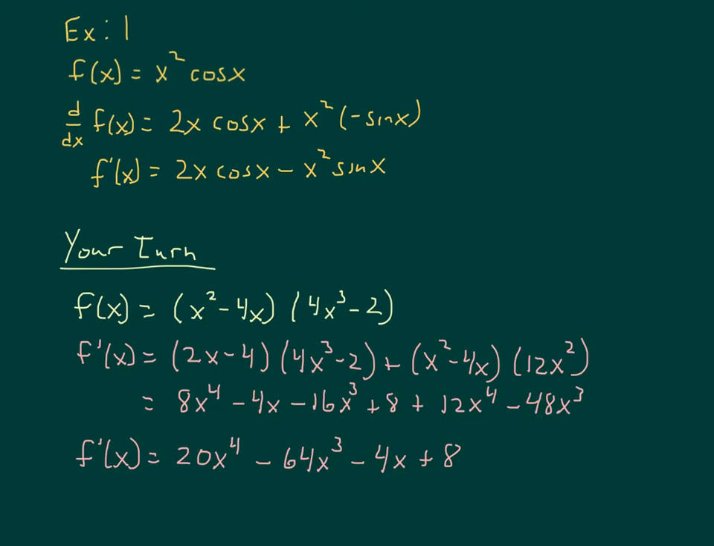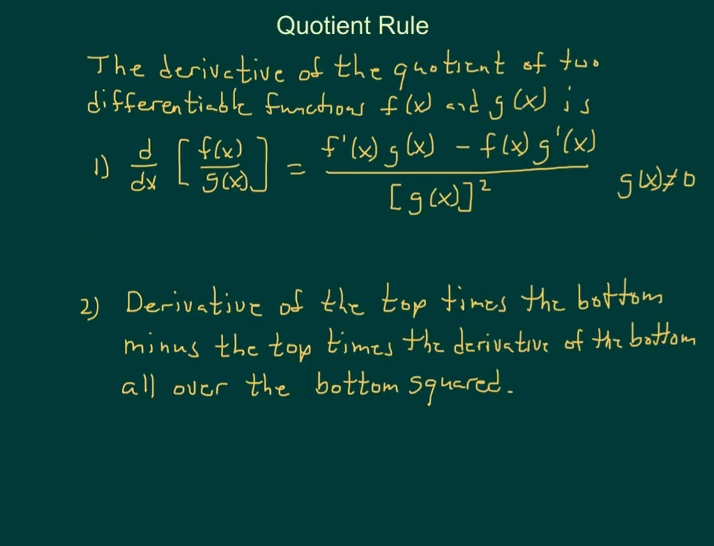At this point, it's just a matter of combining like terms. 8x to the fourth plus 12x to the fourth does give me the 20x to the fourth. Negative 16x cubed minus 48x cubed gives me the negative 64x cubed. And then we still have the minus 4x and plus 8 at the end. So we get our final derivative of 20x to the fourth minus 64x cubed minus 4x plus 8. Hopefully you got that answer. But if you didn't, I hope you understand now what mistakes you made so that we can get those corrected. Now let's take a look at the quotient rule.